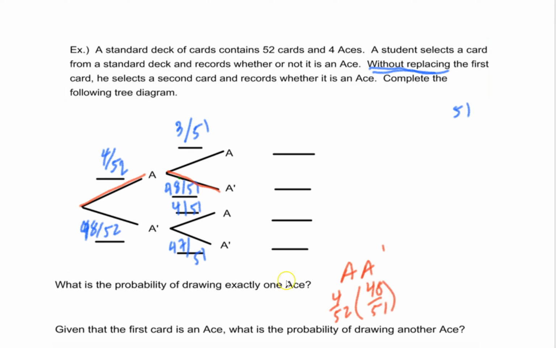But that's not the only way to get 1 ace, right? I could do the opposite. I could go no ace the first time, and then ace the second time. So anytime you have more than 1 string, you put plus, and then we'll go not ace and ace. So 48 out of 52 times 4 out of 51. And that's odds of getting exactly 1 ace. Now if they said at least 1 ace, that'd be 1 ace or 2 aces. So you have to add this third line right there.